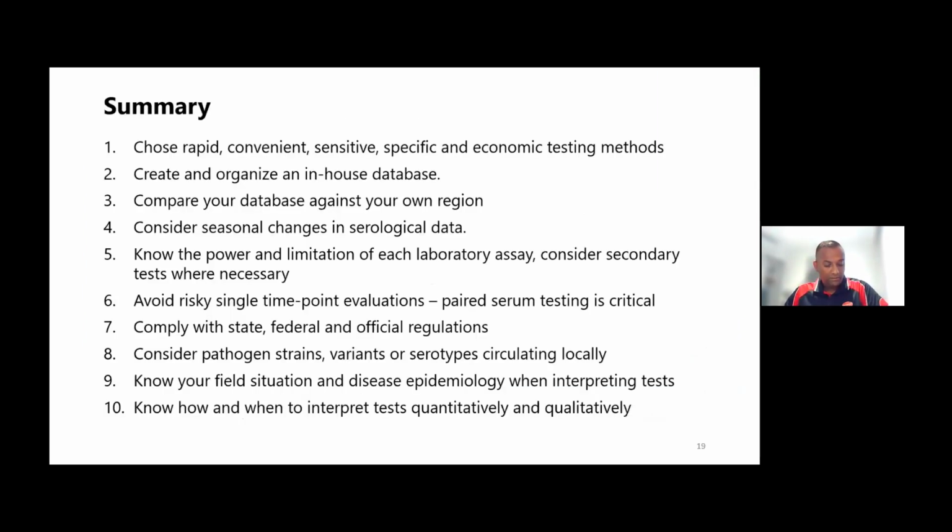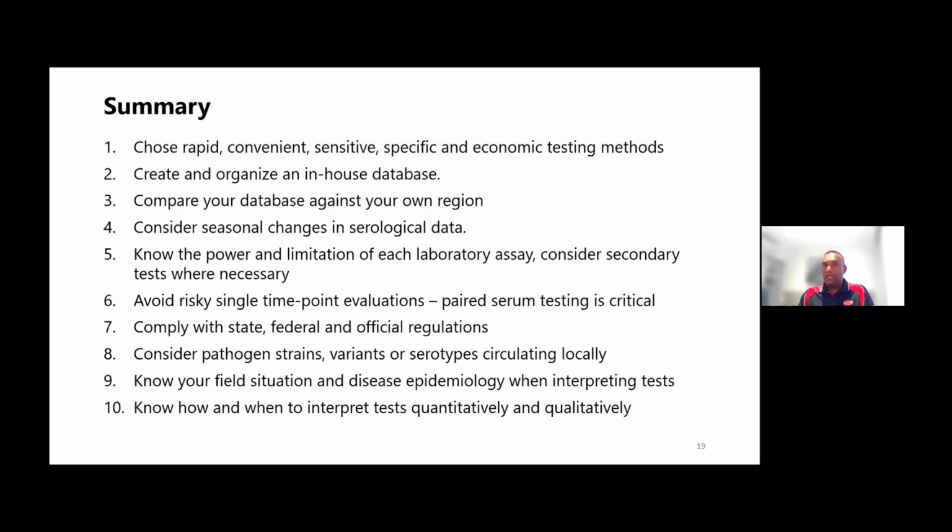In summary, we always need to choose the cheapest, the rapid, and the most convenient tests. Some tests take too long to give you an answer, and that is why the answer becomes obsolete, especially when you're growing broiler chickens. In 6 to 7 weeks, the broilers are out, and by the time you get your results, it's too late, or we cannot make a decision.